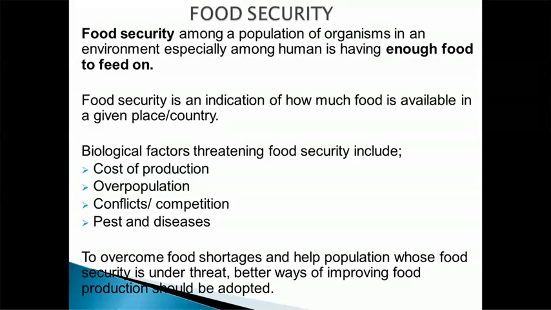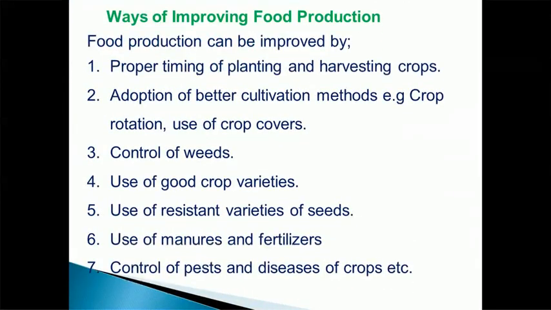Now, to overcome food shortage and help populations whose food security is under threat, better ways of improving food production should be adopted. So let's discuss methods that can be used to improve food production. Number one here, we have proper timing of planting and harvesting crops. So when crops are planted at the right time, harvested at the right time, it will help to improve food production. Number two, adoption of better cultivation methods such as crop rotation, use of crop cover, terrace method, and other methods that can help to enhance food production.